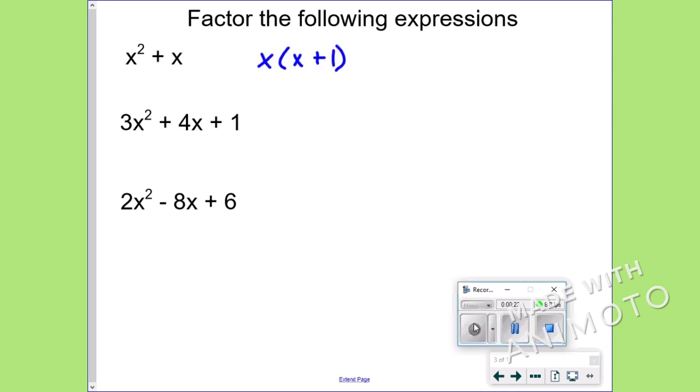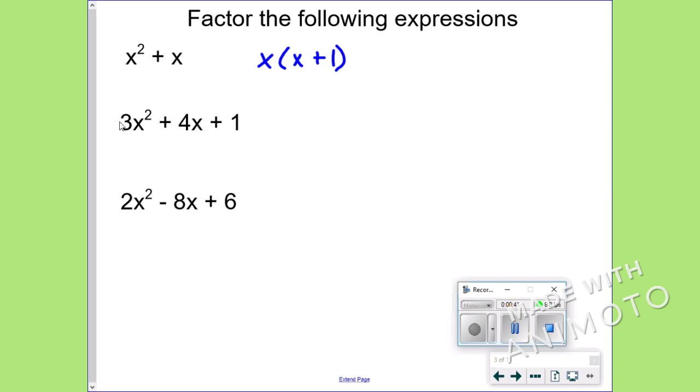Okay, so we take the x out. X squared divided by x is just 1x, and x divided by x is just 1. So it factors to x times x plus 1. And then there's nothing else we can do. Here in parentheses, it's not a quadratic, so it can't potentially factor further. So that's it, we're done.